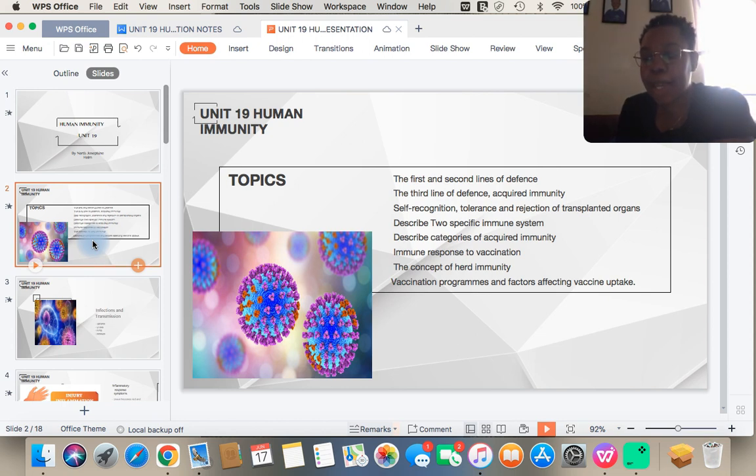vaccination, and discuss the concept of herd immunity, the benefit of vaccination, and the factors affecting vaccine uptake. In conclusion, I would evaluate the benefit of vaccines.